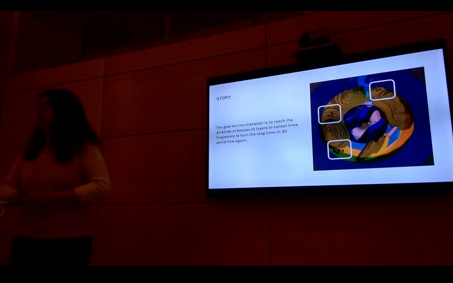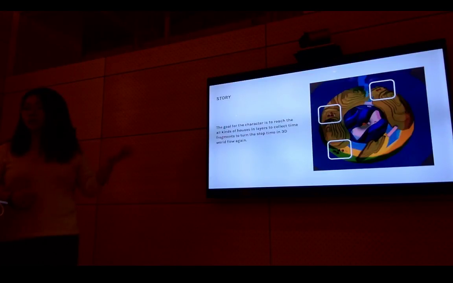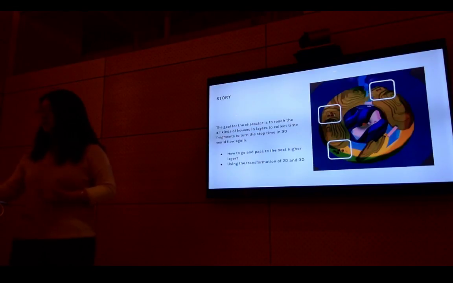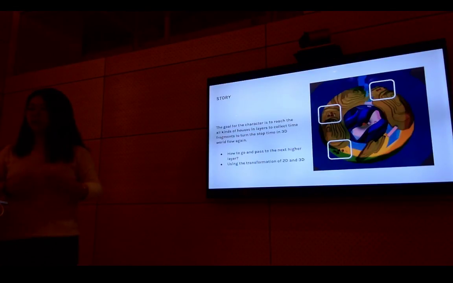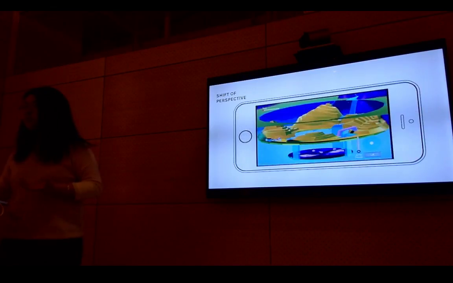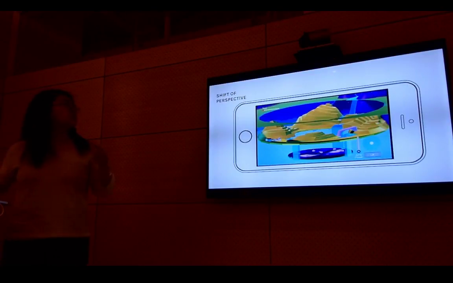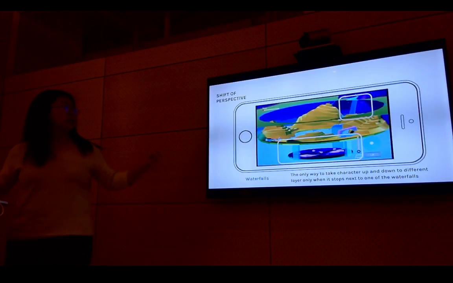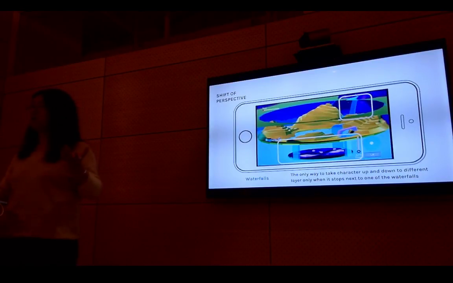The goal for the character, who is a little small in this picture, is to reach all kinds of houses in the layers to collect the time fragments to turn the time stopped in 3D back on again. So how do the players pass to the next higher layer? You try to use the transformation of 2D and 3D. And to go through the layers, you go through these waterfalls. If you jump onto the boat and the boat stops next to one of the waterfalls, it will take the character up and down.